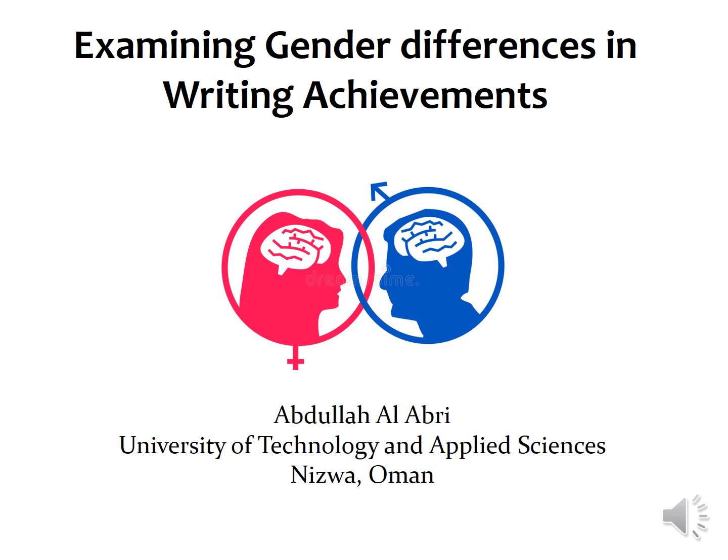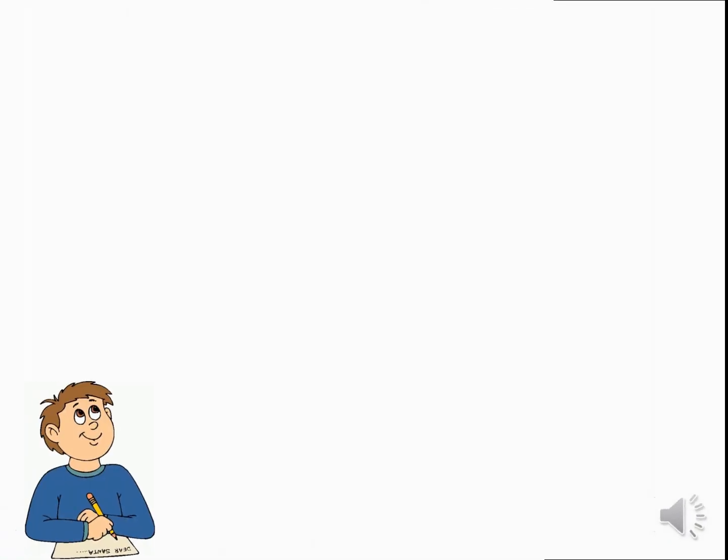This is Abdullah Abri, a lecturer at the University of Technology and Applied Sciences in Oman. In this short video, I'm going to give you a brief description of my study as a part of my participation in e-PICESS International Conference of Education and Social Sciences 2021. As you can see, the title of my study is Examining Gender Differences in Writing Achievements.